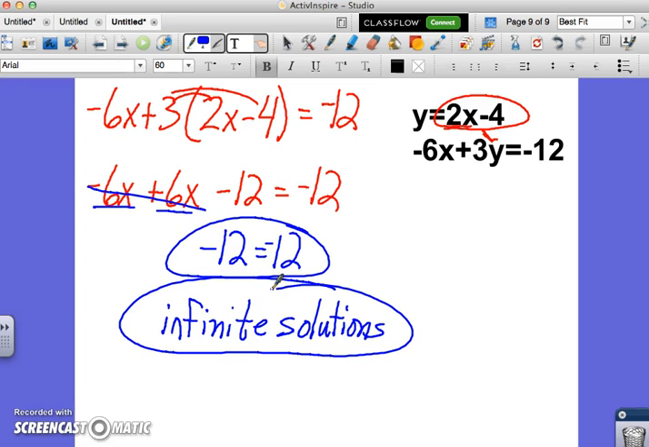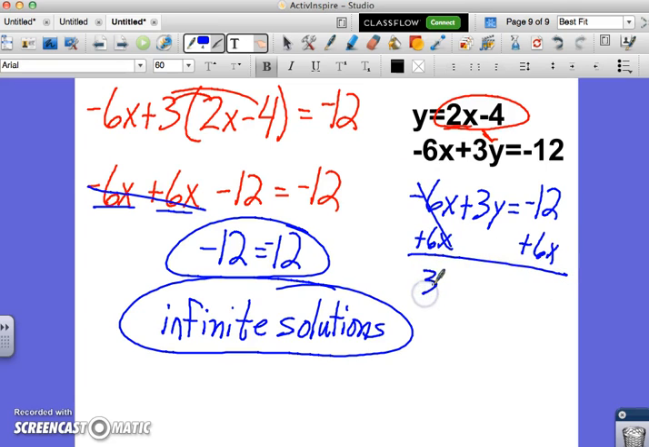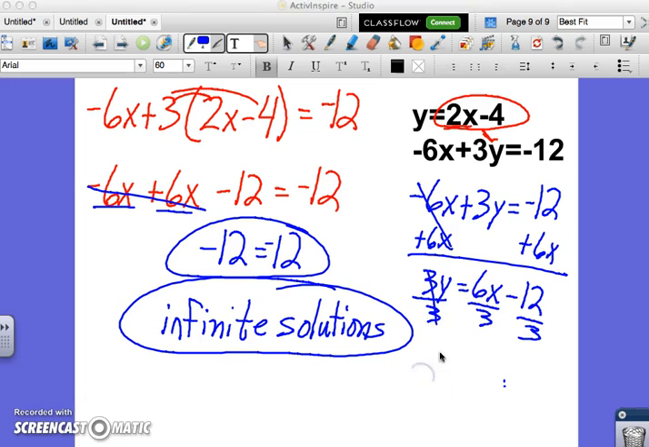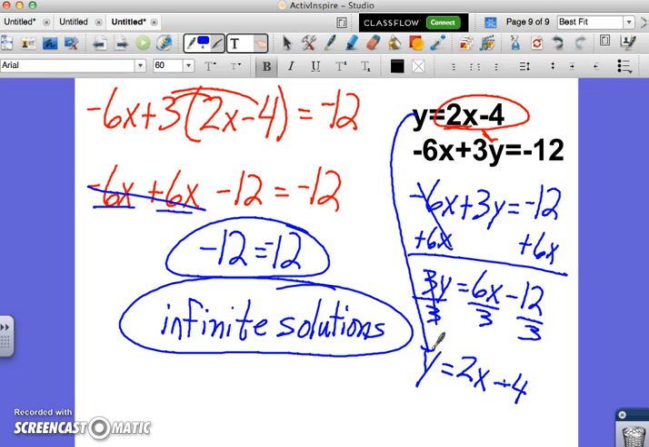Well, look up here. Let's look at this. Let me take this -6x plus 3y equals -12. And let me show you this. What happens if we add 6x to both sides? Okay. So now we have 3y equals 6x minus 12. Well, we're trying to solve for y equals. What if I divide everything by 3? So we now get y equals 2x minus 4. Oh, look at this. Same thing. They were the exact same equation.